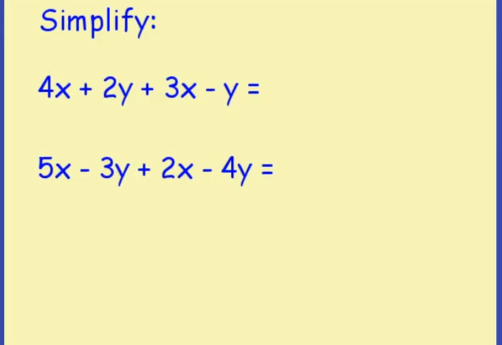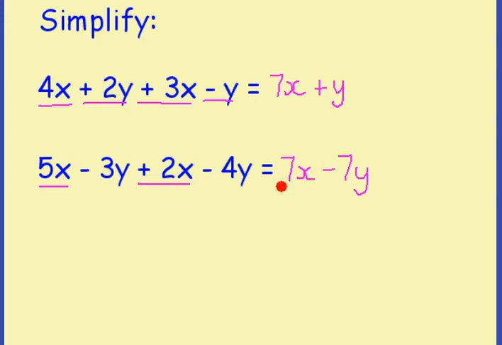Press pause again and try these. Press play when you're ready for the answers. So we put the 4x and the plus 3x together and get 7x. We put the plus 2y and the minus y together to get plus 1y, which we write as plus y. Don't put in the 1. On this one, we've got 5x plus 2x, which is 7x, and we've got minus 3y minus 4y, which is minus 7y.